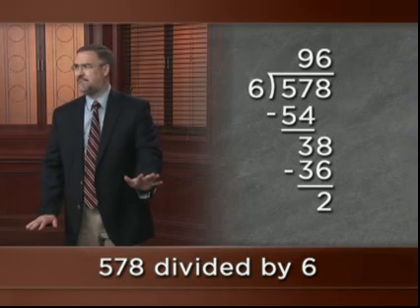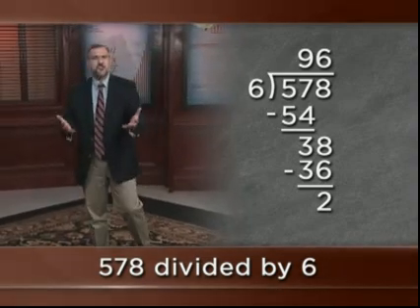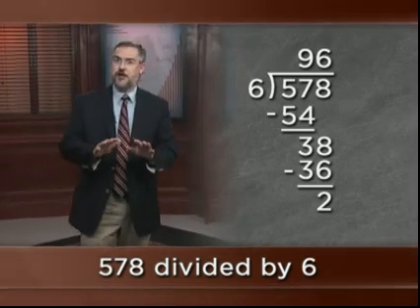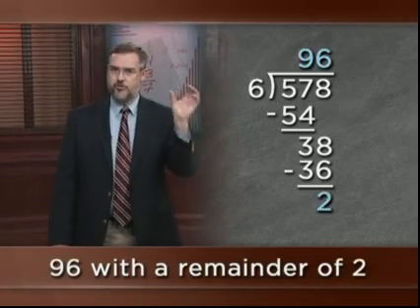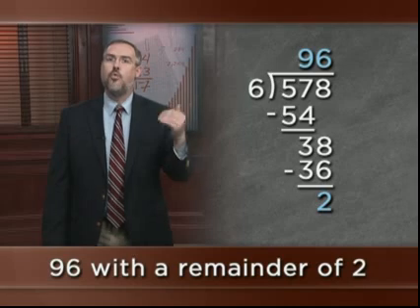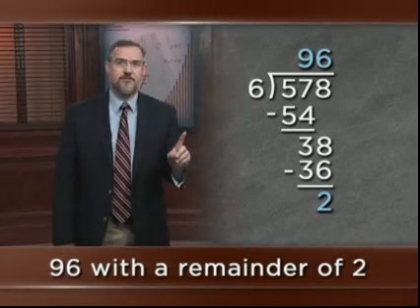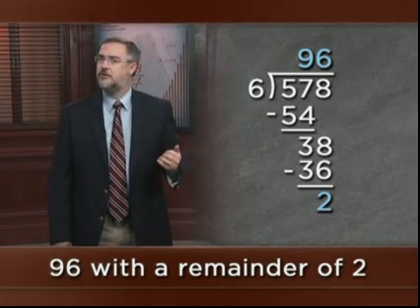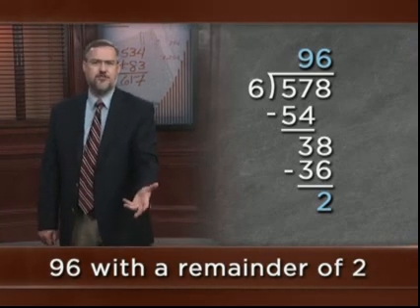But what does that mean exactly? How do we interpret the information that's now sitting in front of us? Well, first of all, I can tell you that our final answer is easy to write down. It's 96, which we have in our answer, with a remainder of 2. That's actually a perfectly valid answer, 96 with a remainder of 2. But how do we actually interpret that kind of answer? Because now we have this 2 at the bottom.